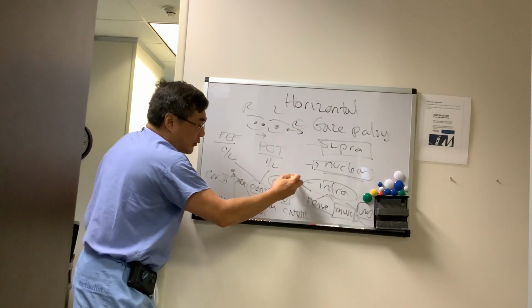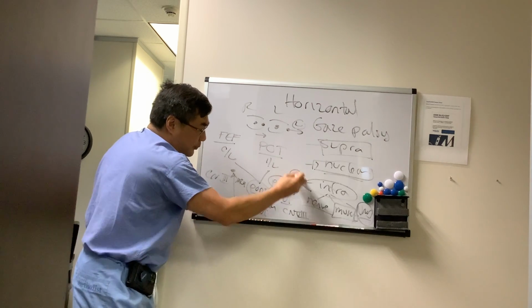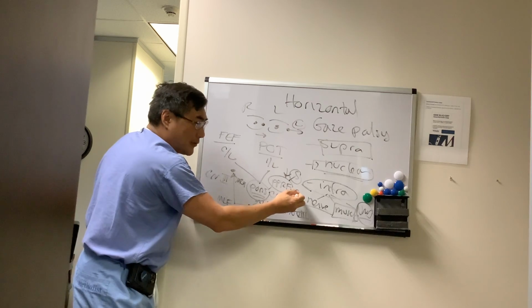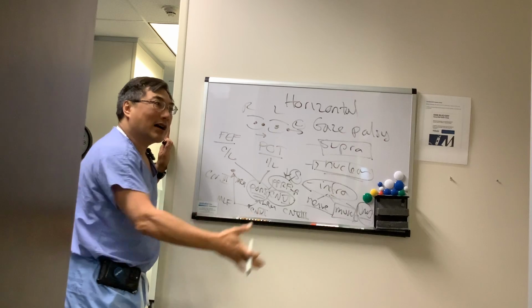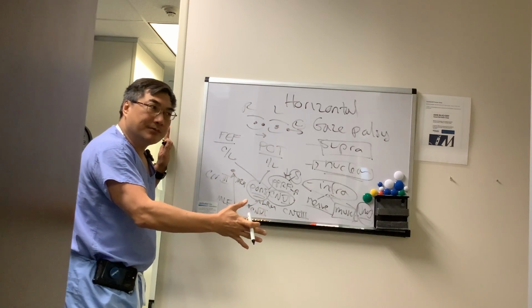However, if there's a difference between the saccade and the pursuit, saccade deficit but normal pursuit, then that's going to be more PPRF because the 6th nerve nucleus is the final common pathway for both saccade and pursuit.